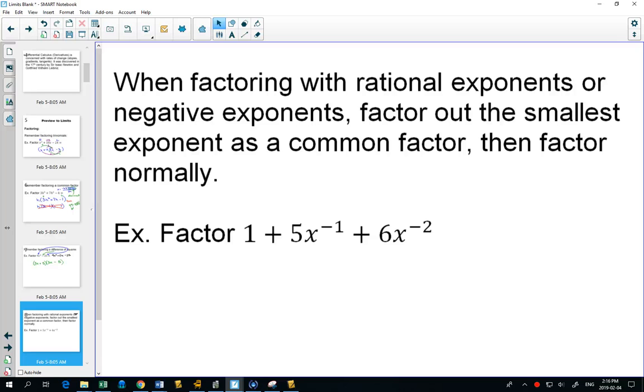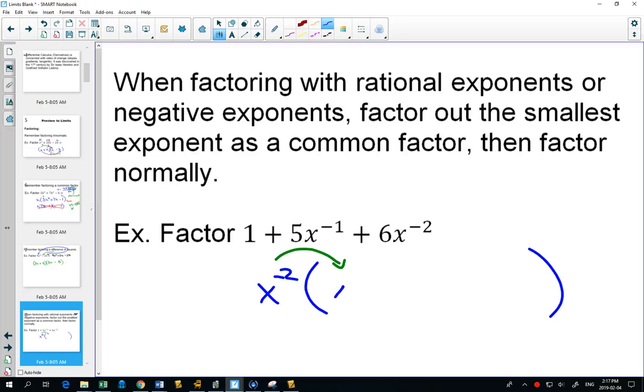So with the negative exponent, we're going to factor out that smallest exponent, in this case an x to the negative 2. If I take out an x to the negative 2 as a factor, and you think about distributing, what would have to be there to give me 1? X squared. Does that make sense? If I put an x squared there, an x to the negative 2 times x squared would give me 1.